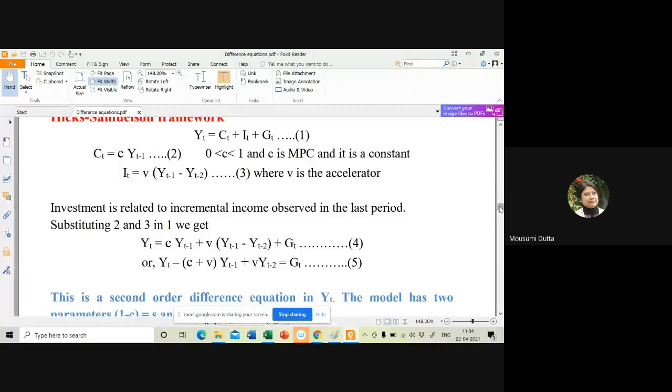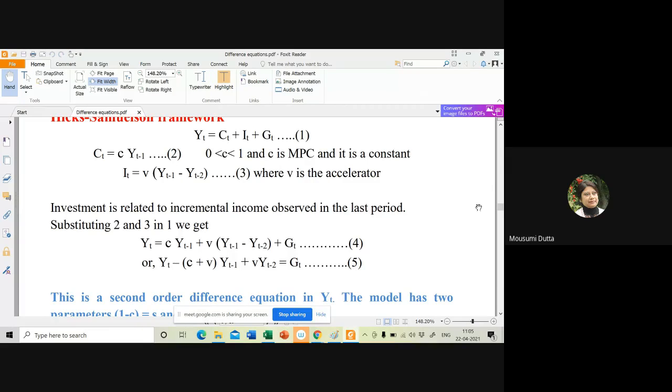So yesterday we started with this framework, YT is equal to CT plus IT plus GT. The similar type of national income accounting framework as we considered in case of Samuelson's model. The only difference, as I mentioned last day, and you also realized, instead of considering G to be exogenous in the system, here we are considering GT. G is also varying with time.